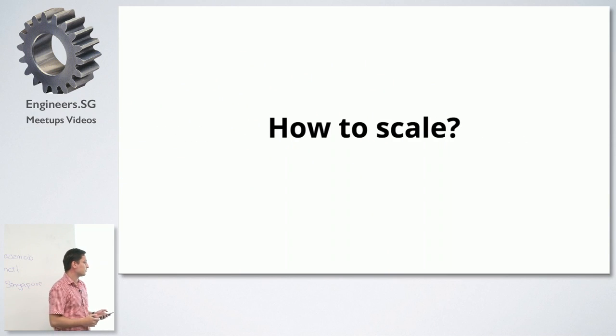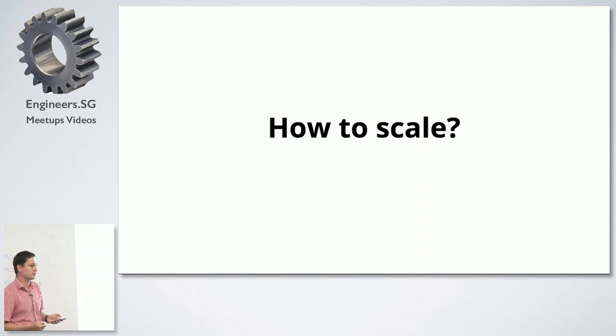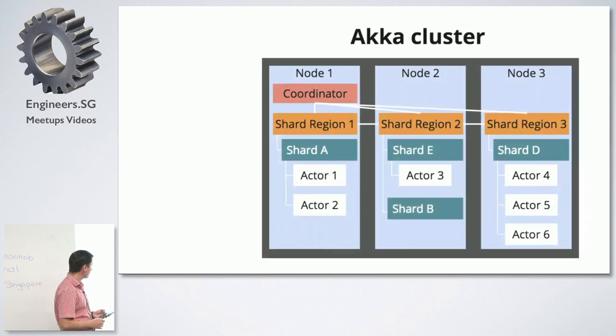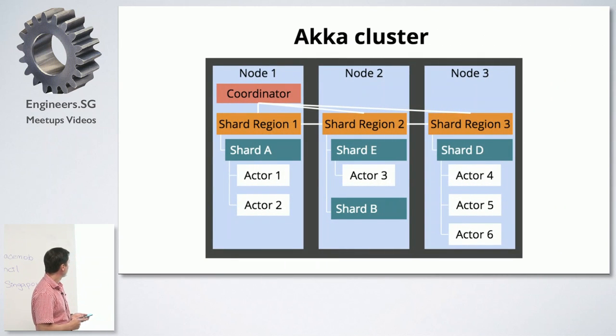So now the question is how to scale everything. I mentioned that Akka allows you to do scaling out of the box. So here we have Akka cluster. It's also provided out of the box. It has one coordinator. And on each node, you run a shard region for each type of entity that you want to track. So for example, actors 1, 2, 2, 6, these are driver actors. And we run each driver shard region on each of the nodes.